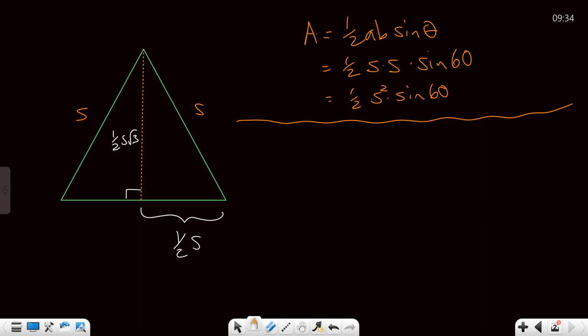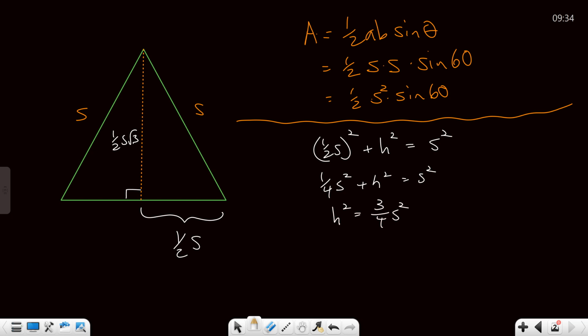However, you also said you wanted to do 1/2 S squared plus H squared equals S squared. Right? Okay, so that's 1/4 S squared plus H squared equals S squared. So H squared is equal to 3/4 S squared. So H is equal to the square root of 3 over 2 times S. Whoops, I lied, S, because I took the square root. I like the first method better.